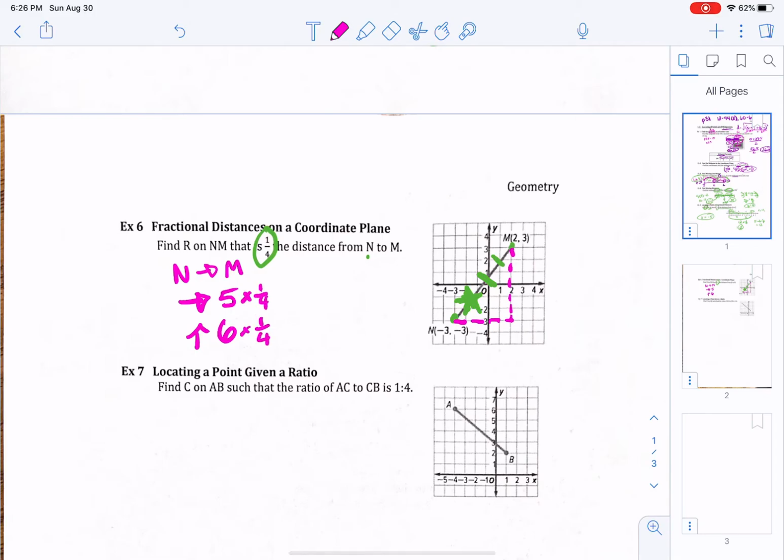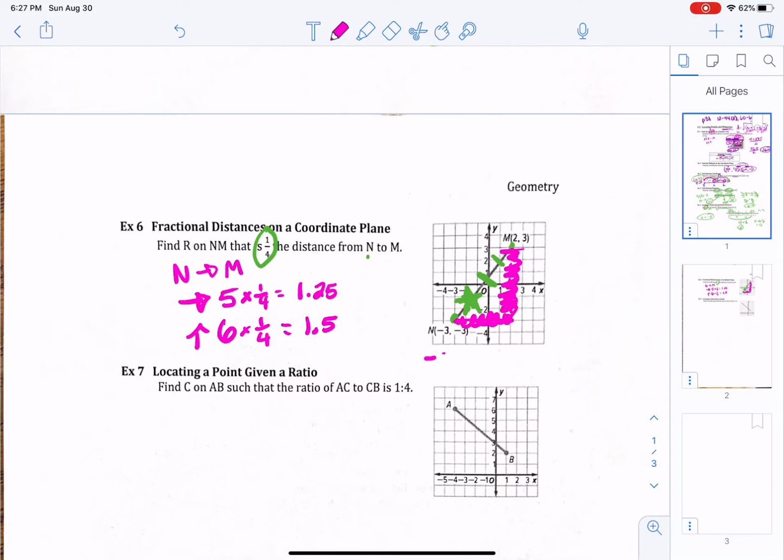So I'm going to multiply them by 1/4 each one, okay? 5 times 1/4 is going to be about 1.25. 6 times 1/4 is 1.5. So rather than going to the right 5 units and up 6 units, I'm only going to go to the right 1.25 units and up 1.5 units, okay?